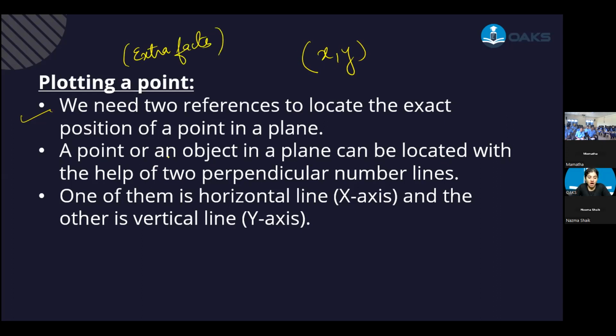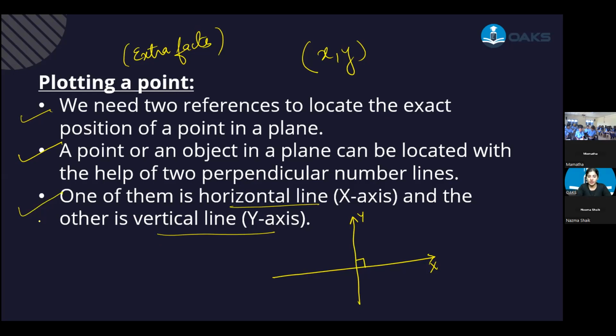So a position or an object in a plane can be located with the help of two perpendicular number lines. You already know this. These are perpendicular to each other, x and y. One of them is horizontal, that is the x-axis, and one of them is vertical, that is the y-axis. If I ask what the vertical line is, you have to tell me it is the y-axis. If I ask what the horizontal line is, it is the x-axis, right? So horizontal is x and vertical is y. This is also an extra point.